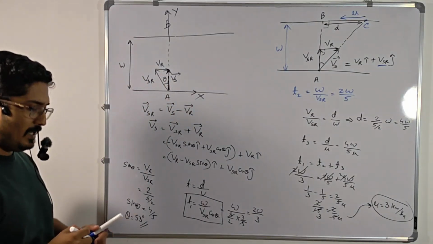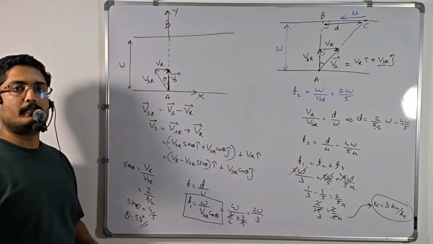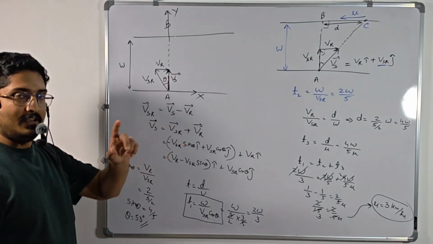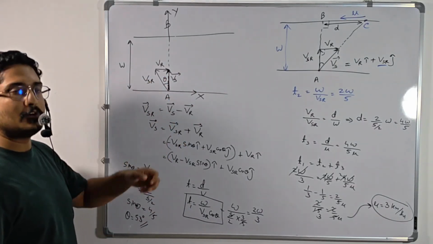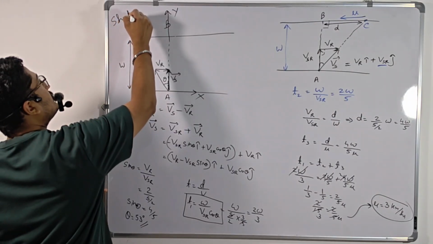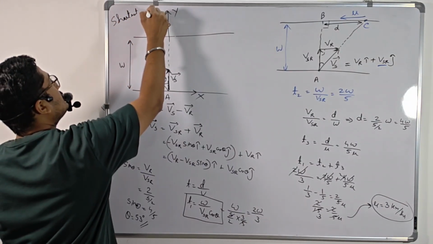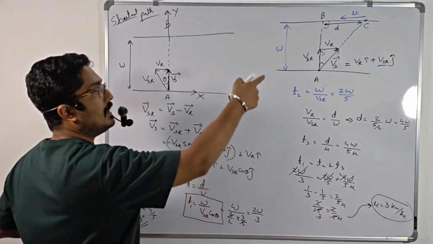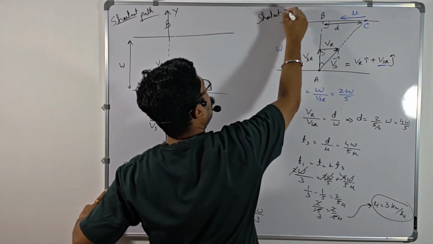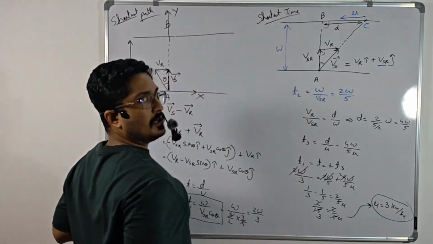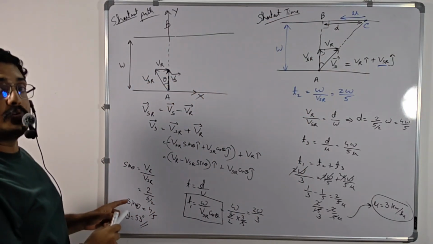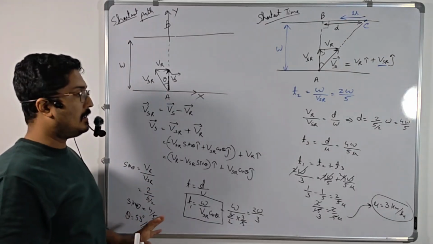So a very nice question based on the crossing of a river. With this question, we were able to cover both the cases. This is the case of shortest path, so the shortest path case is also covered, and that one is basically shortest time. So this case is also covered. It's an Irodov question. I hope you have understood that.